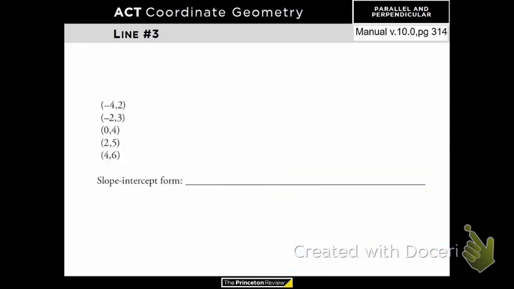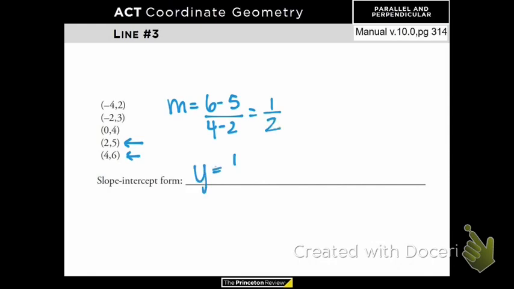Okay, for these next three, it wants you to find the equations of the lines using the points given, and then we're going to go ahead and graph those. So I'm going to use my 2 positive points here, find my slope. Subtracting, I get 6 minus 5 over 4 minus 2, so 1/2. So y equals 1/2 x.